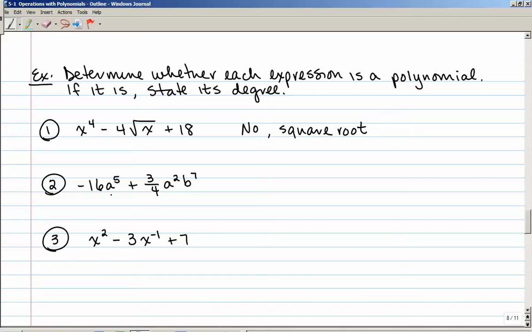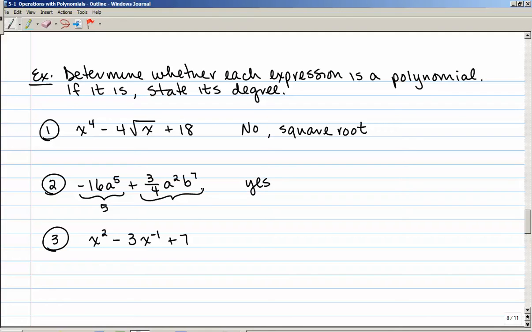Number 2, negative 16a to the 5th plus 3/4 a squared b to the 7th. Yes, this is a polynomial. Even though it has a fraction, it doesn't have any variables in the denominator. It can have a fraction as a coefficient, but no variables in the bottom of a fraction. So now let's find its degree. The degree of this monomial right here is 5.